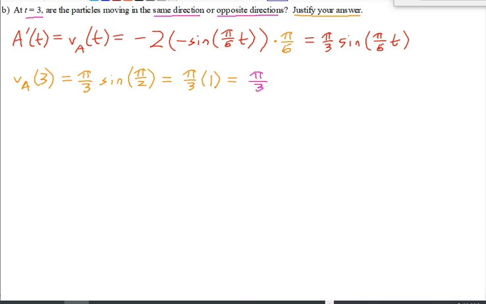And the significance of that is that it's greater than 0. It's positive, which means particle A at time 3 is moving to the right on the x-axis.